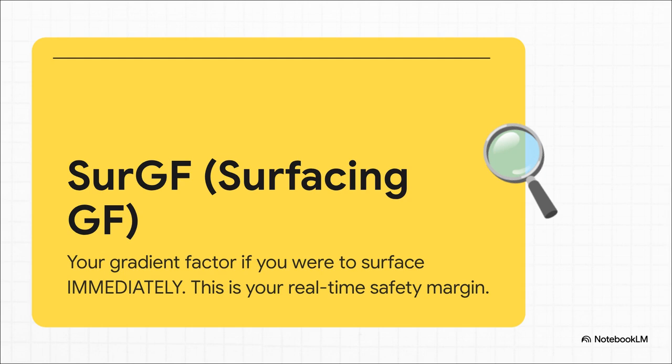Okay, the second number for our dashboard is SurGF. That stands for Surface Gradient Factor. And this is your what-if number. It answers the question, what if I had an emergency and had to surface right now? That number is your real-time, right this second safety margin. And the lower your SurGF is, the safer you are. It's an absolutely incredible tool for understanding your actual risk at any given moment in the dive.